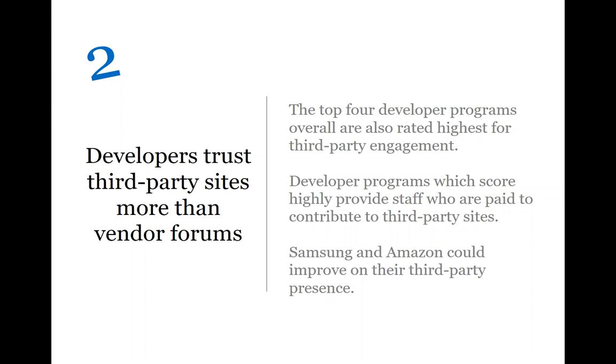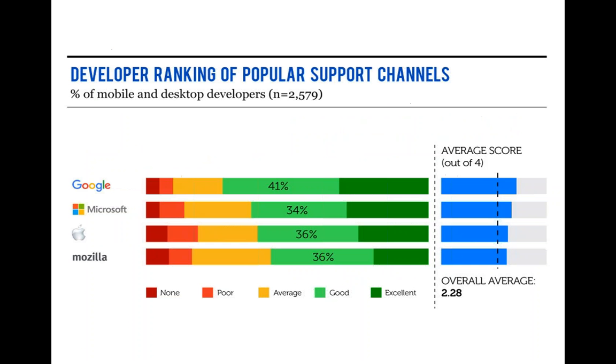Samsung and Amazon not doing quite so well. I think if we look at the chart, we've only got the top 4 there, but you can get an idea of the numbers. Most of the numbers have been removed, but you can see the good ratings there. An average out of 4, the overall average being 2.28. So if we take the whole 15 developer programs, those are the top 4. The rest will be lower than that. So a very high level of engagement.